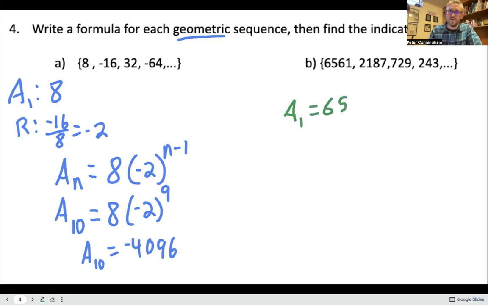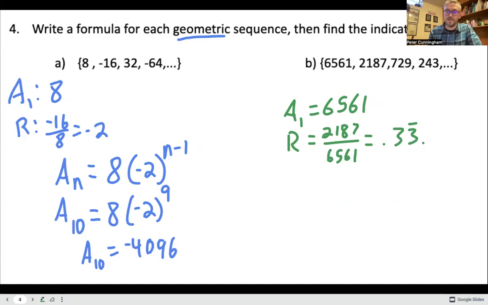First term, 6,561. My ratio, got to do a little work for this one. 2,187 divided by 6,561. This is a perfect example. You can't really tell by what's going on here, so you got to actually use these steps, which gives me 0.33 recurring, or 1/3.